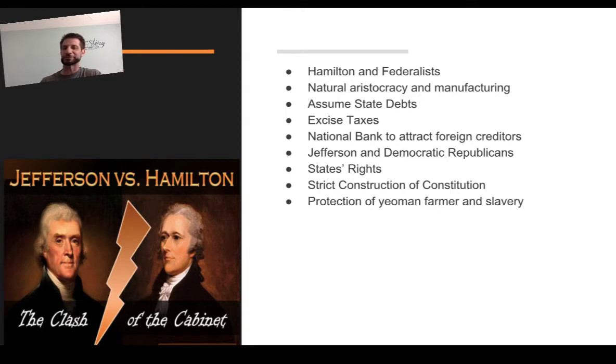But it also attracts creditors. Well, who is it attracting with foreign creditors? Well, it tends to attract industrialists. So notice what Hamilton again is doing here, trying to bring us over into an industrialized system.